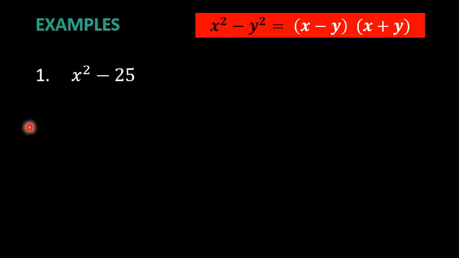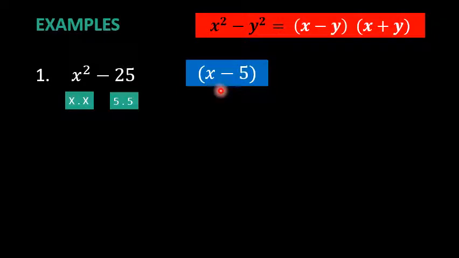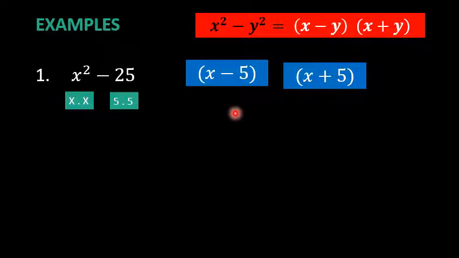Examples. Number 1, x raised to 2 minus 25. For x raised to 2, we can say x times x. The other one is 5 and 5. So we're going to use the pattern again. As you can see, one is negative and one is positive: quantity x minus 5 here, and the other one is quantity x plus 5. So this is very easy.